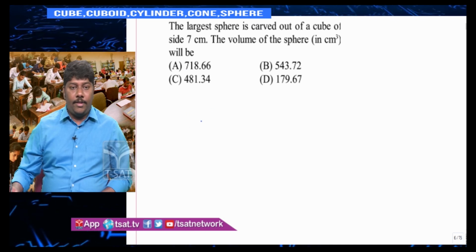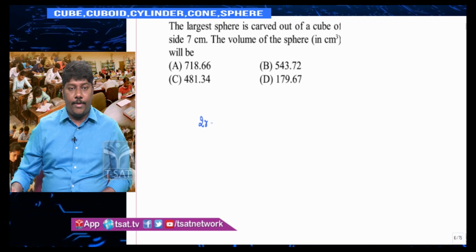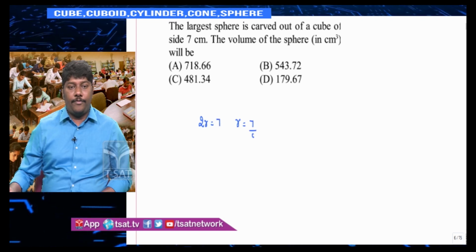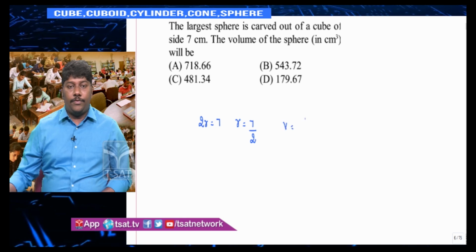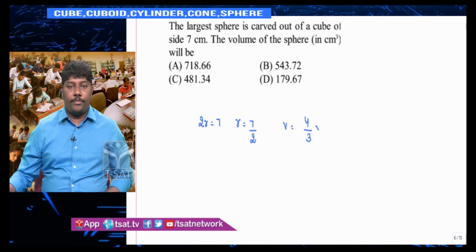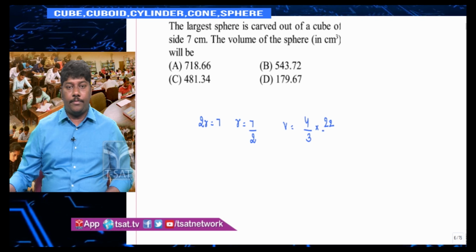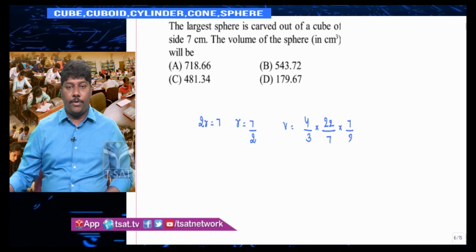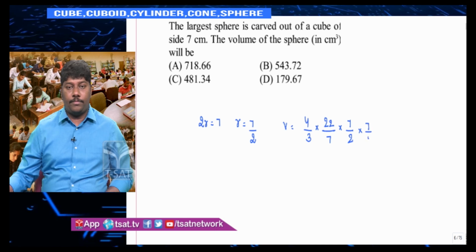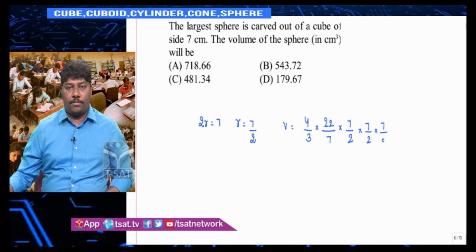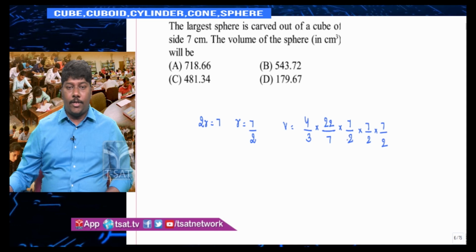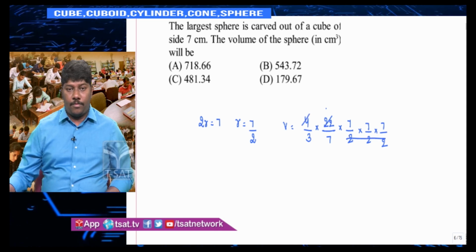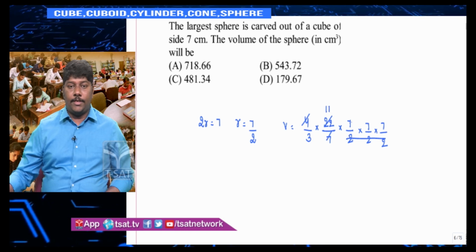Carved out of a cube of 7, which means 2r is equal to 7. r is equal to 7 by 2. So, the volume of the sphere is equal to 4 by 3, 22 by 7, pi r cube, which is 7 by 2 into 7 by 2 into 7 by 2. You can cancel all these values. 7 7 cancel it.